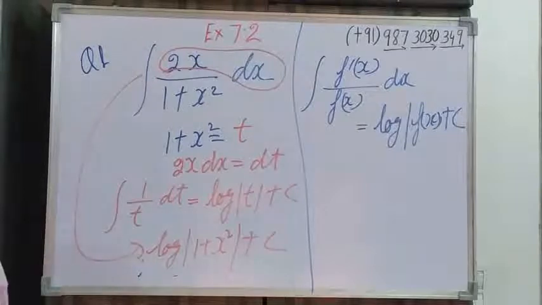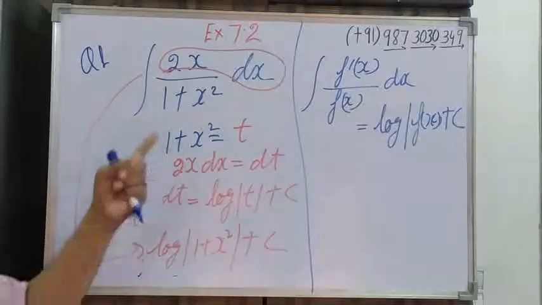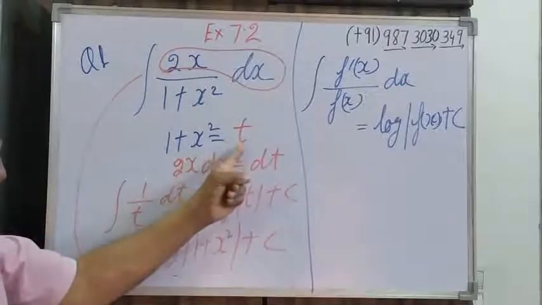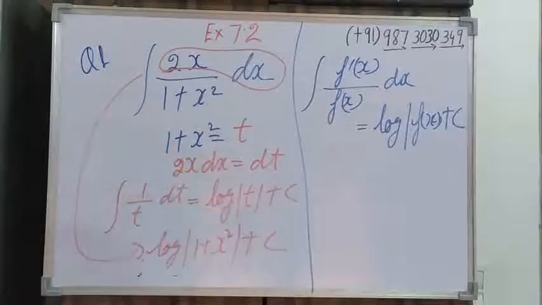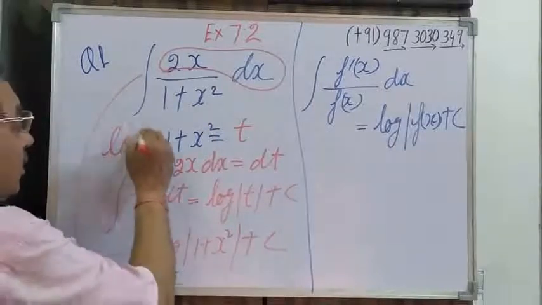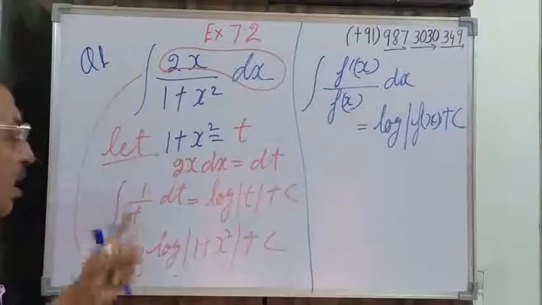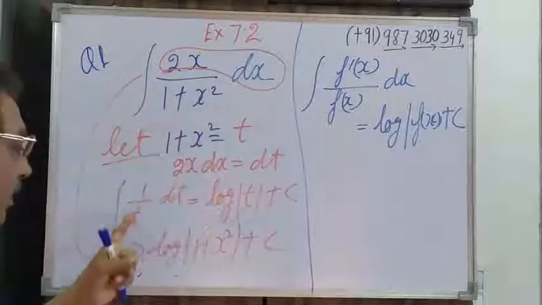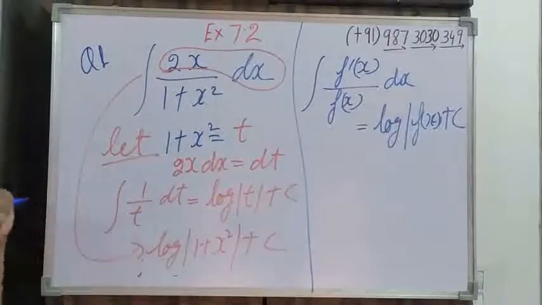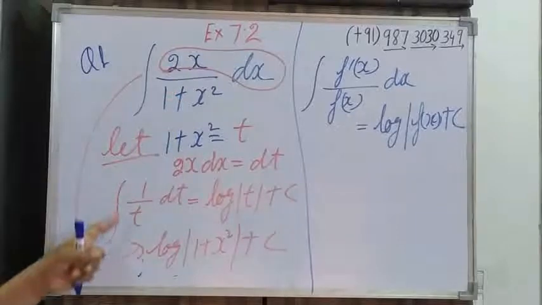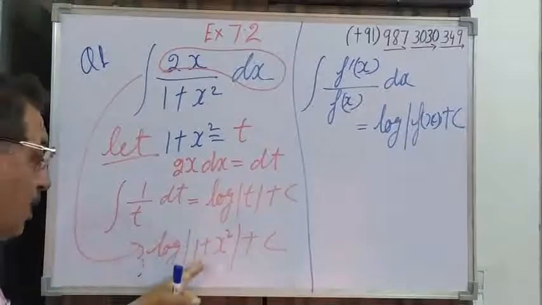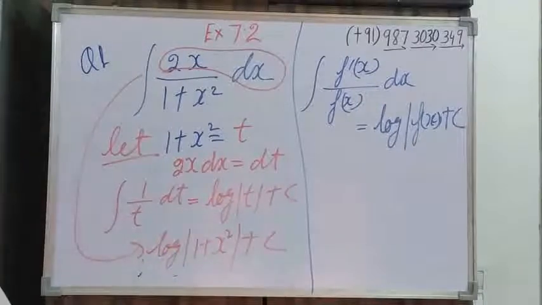So this is the answer of question number 1, the integration of 2x divided by 1 plus x square, and we have substituted. We observe that this is function derivative upon function. Let 1 plus x square be equal to t. Now 2x dx is dt, which means the numerator gets converted to dt and the denominator is t. So 1 by t dt, and that answer is log of t, and t is replaced back by the original function, log of 1 plus x square. So this is the solution for question number 1.